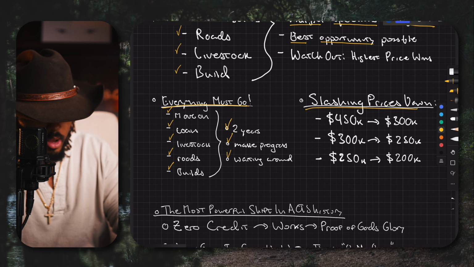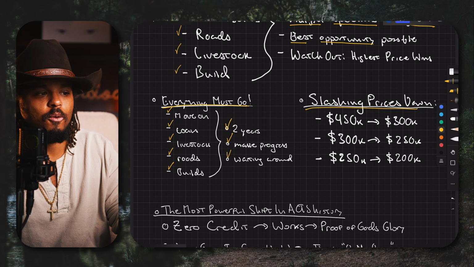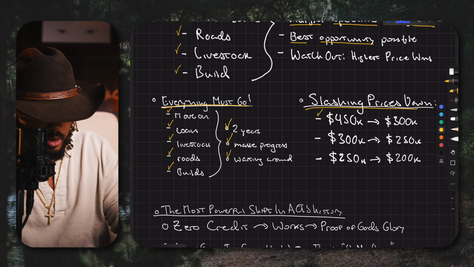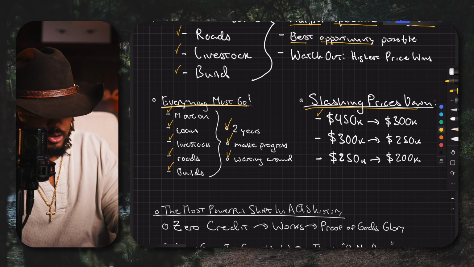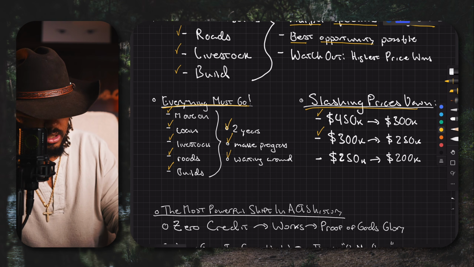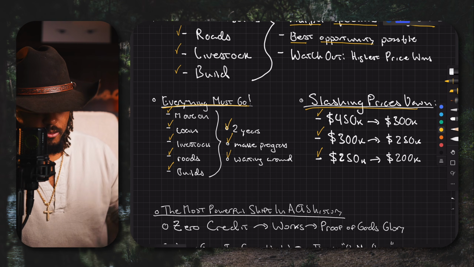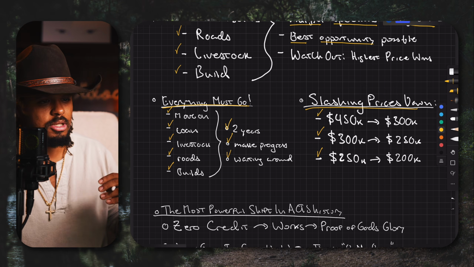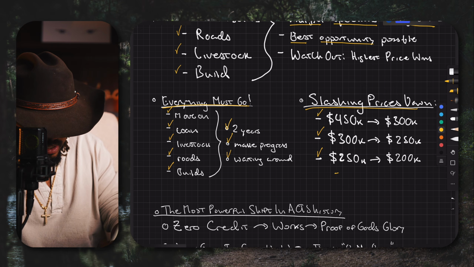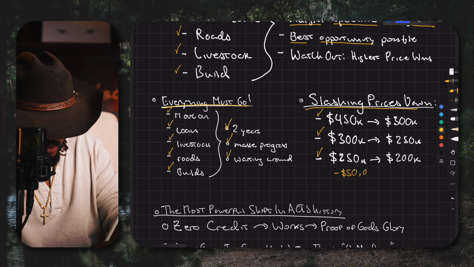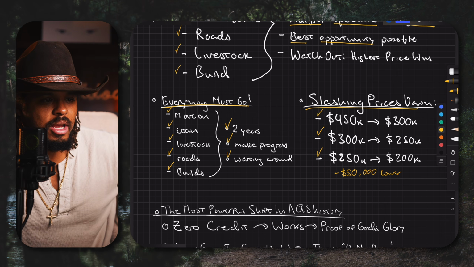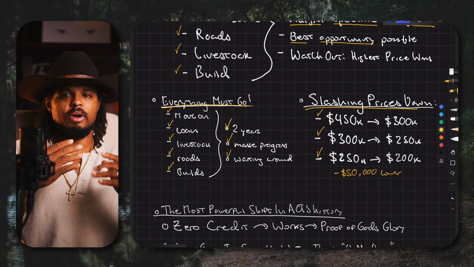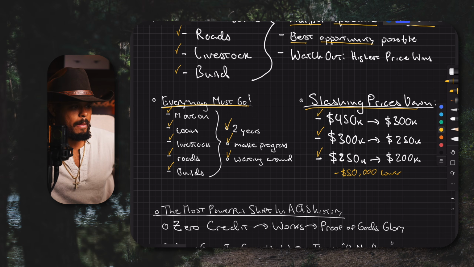For example, the reserve price for our $450,000 parcel might only be $300,000. The reserve price for a $300,000 parcel is only $250,000, and the reserve price for a $250,000 parcel might be as low as $200,000. This would allow us to come in about $50,000 lower than what you currently find in the area, and it brings people in to start placing more bids.